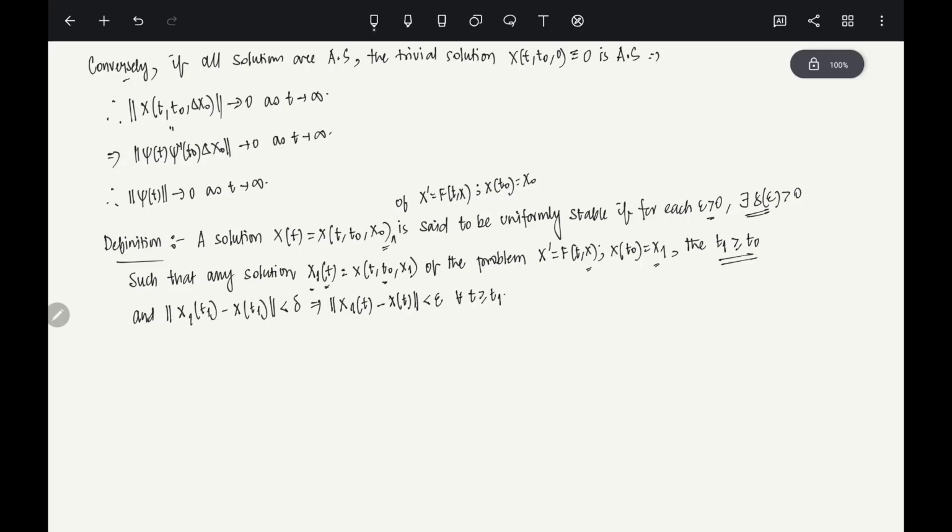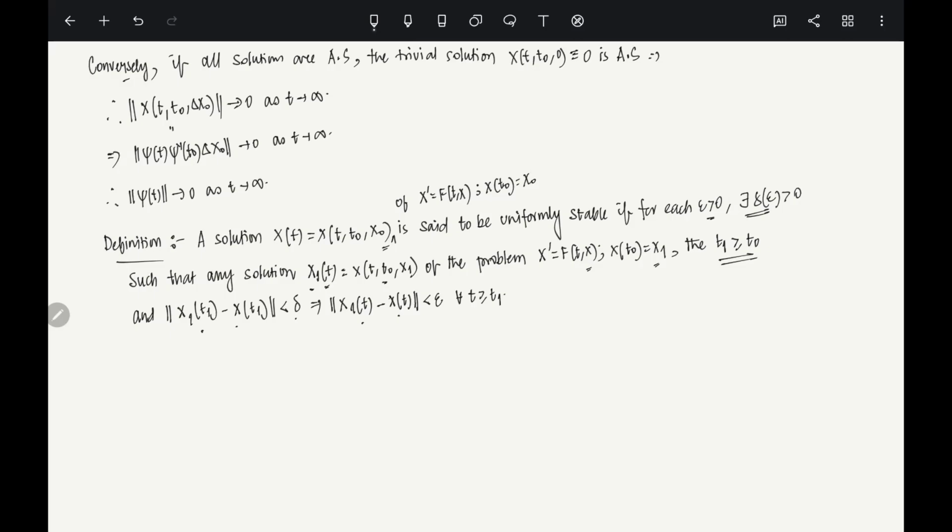So what we are doing is this: you can change your initial point also, not only the initial data. But for now, let's just assume t1 equals t naught. In that case, if the difference of those two is less than delta, then the difference of the solutions can be made less than epsilon for all t greater than or equal to t naught. Why is it uniform? Because the delta which you are going to get will depend only on epsilon and nothing else. Is it okay?